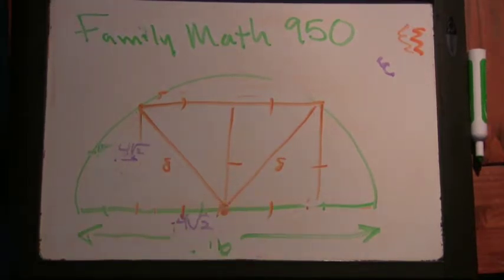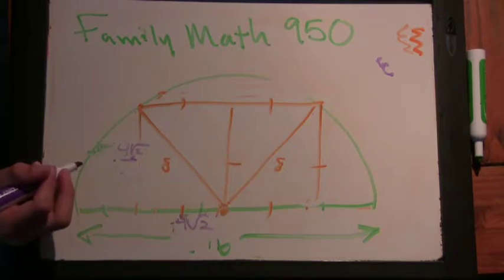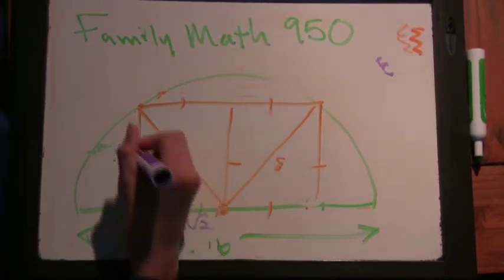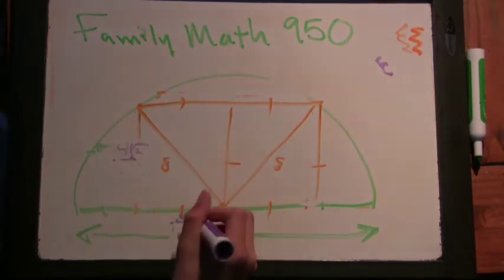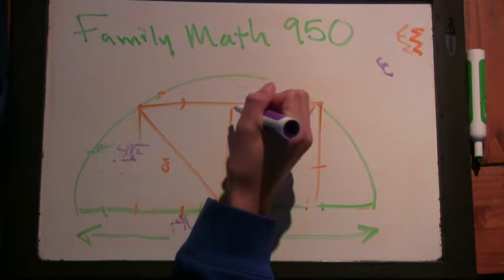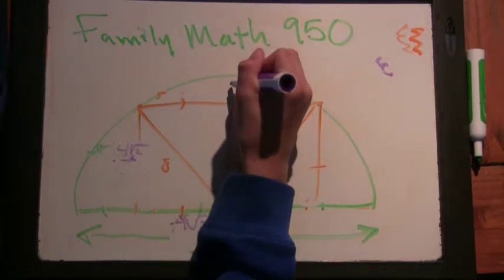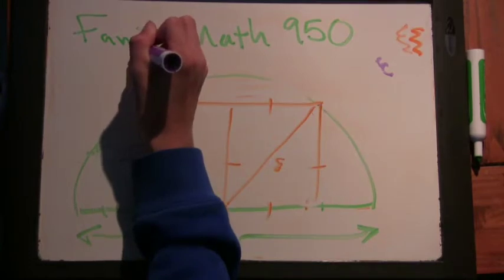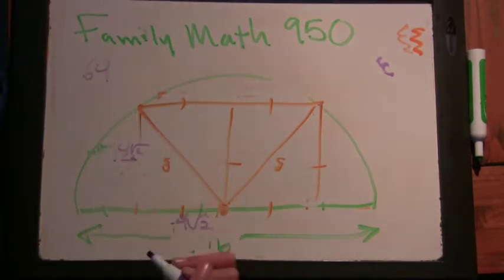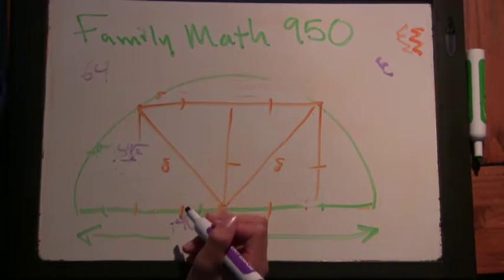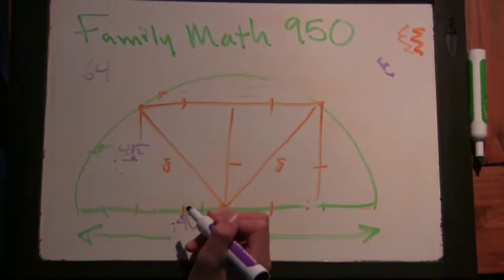So from here we can just multiply. We know this side is 4 root 2, and the long side with both of these squares together would be 8 root 2. So we get 32 root 2 squared, which is 64. Yeah, 32 times the quantity root 2 squared. Yeah, 64. So in this case we get the area 64.